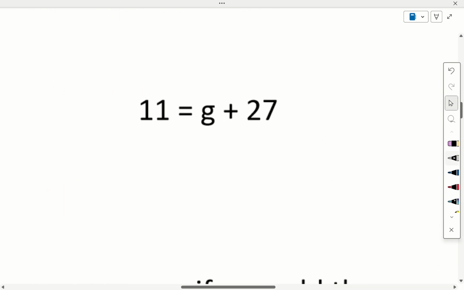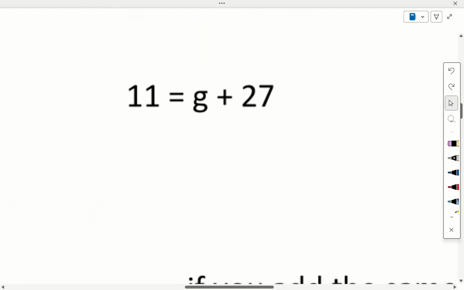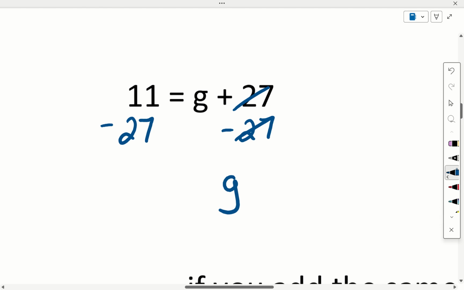11 equals g plus 27. We're going to get the g by itself. What's on the same side of the equation as the g? That positive 27. Excuse me, sorry about that. That positive 27 is on the same side. So the inverse of positive 27 is subtracting 27. We want to turn that 27 into a 0. And we need to subtract 27 from both sides. 27 minus 27 is 0. It goes away. We're left with just a g on the right side. And 11 minus 27 is -16.